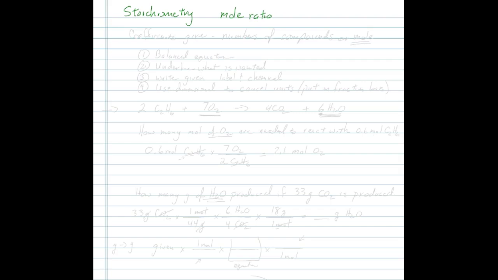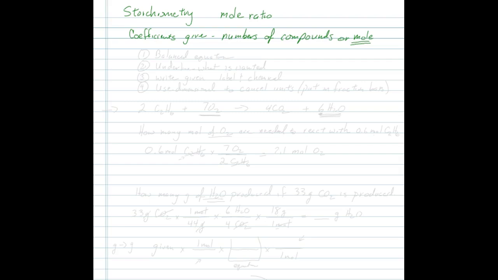When you have a balanced reaction, the coefficients give numbers of compounds, not mass. So if you have a coefficient of 3 and a coefficient of 5, that means 3 molecules will react with 5 molecules, or 3 dozen will react with 5 dozen. But since we're talking big numbers, we usually talk about moles.